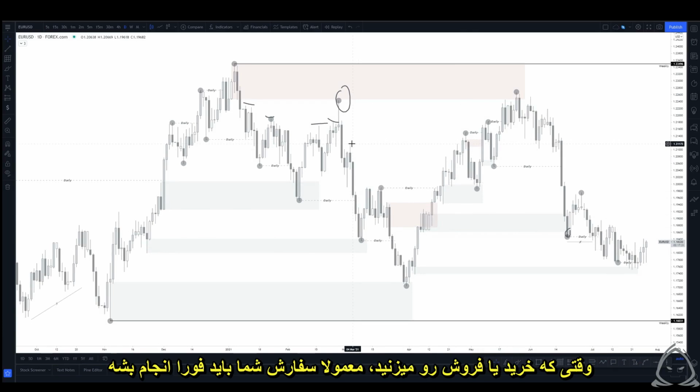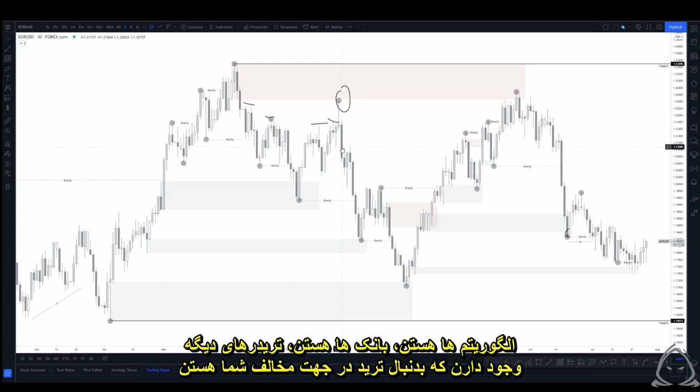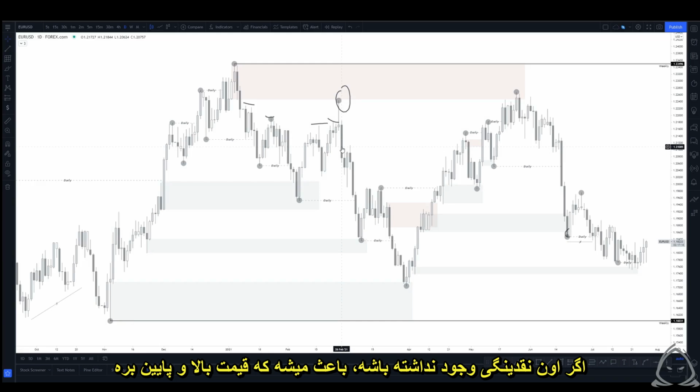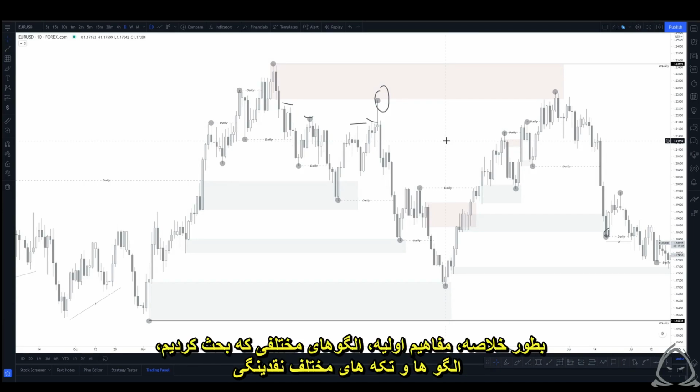When you hit buy or sell, your orders, generally speaking, should be instantly executed. Why? Because there's liquidity that exists. There's algorithms, there's banks, there's other traders that are looking for trades on the opposite end of your trades and that are providing you with that liquidity. If that liquidity doesn't exist, that's why price is moving up and down. So that's just an overall example of liquidity in a nutshell, the basics.